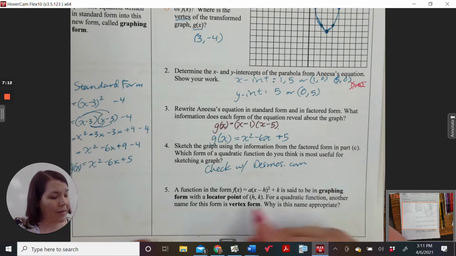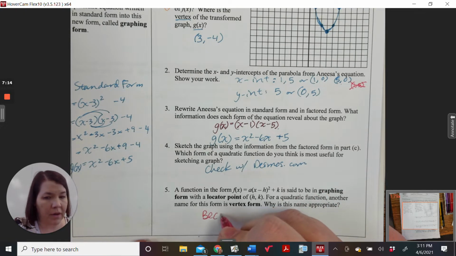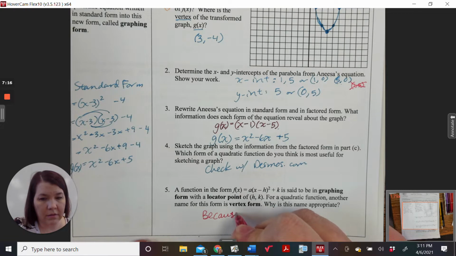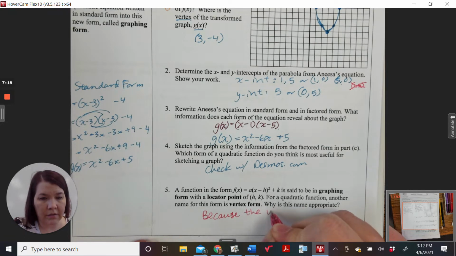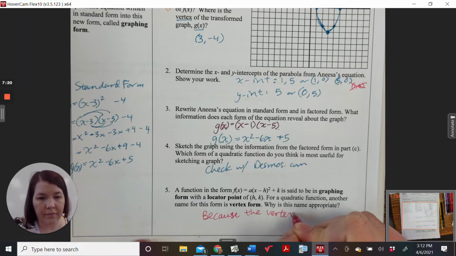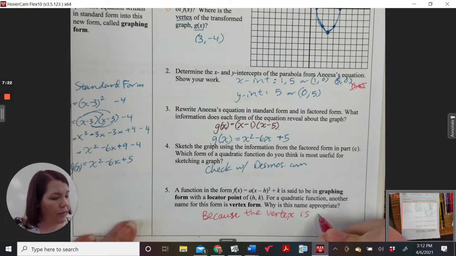Okay? Why is this name appropriate? Because the vertex is easy to identify.